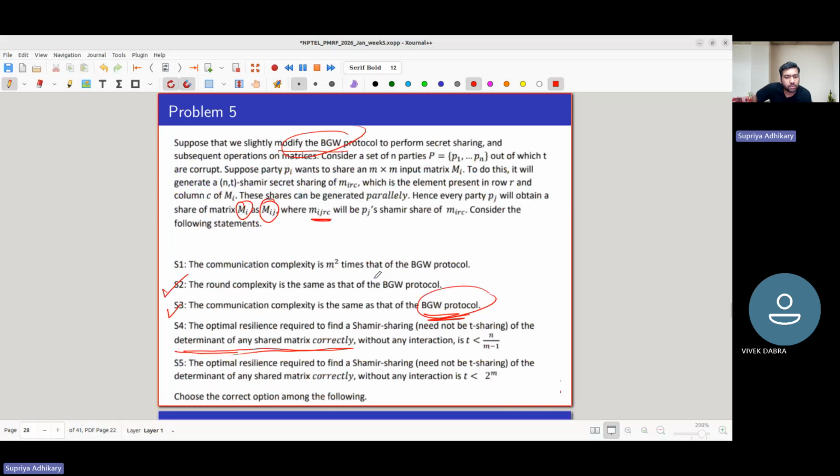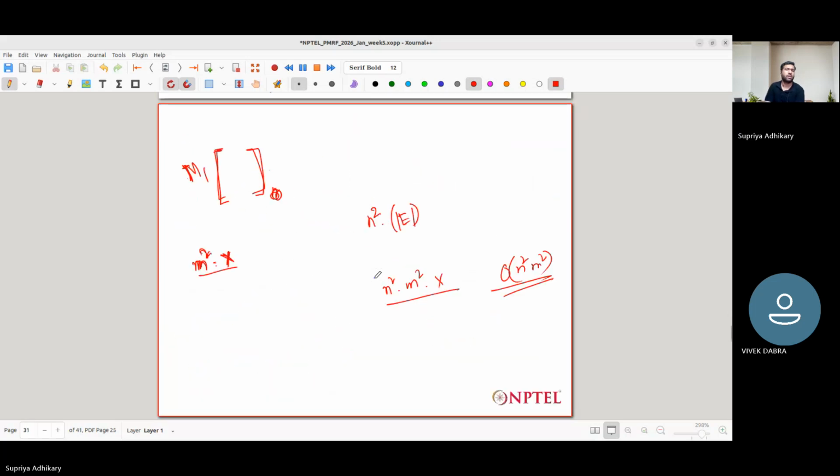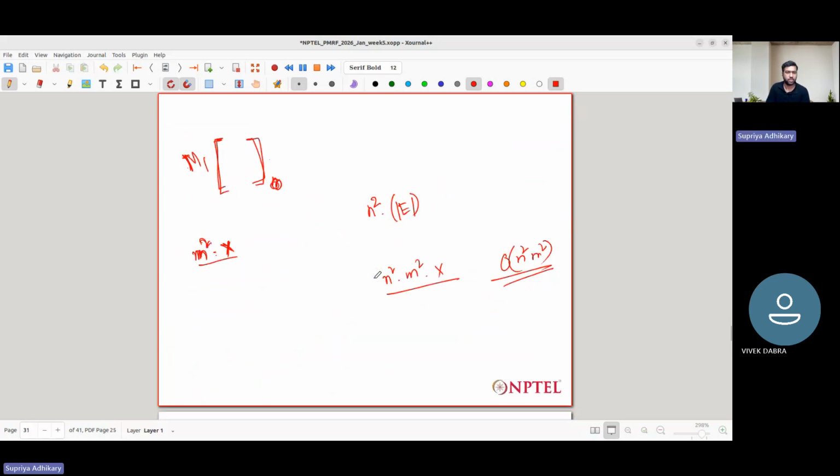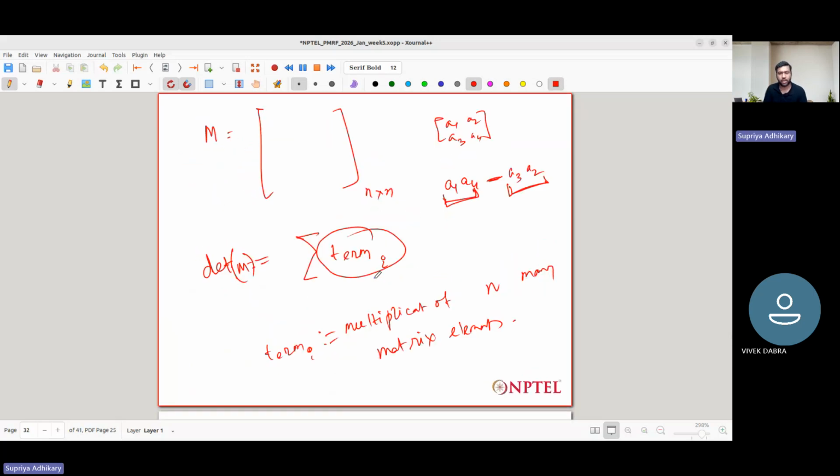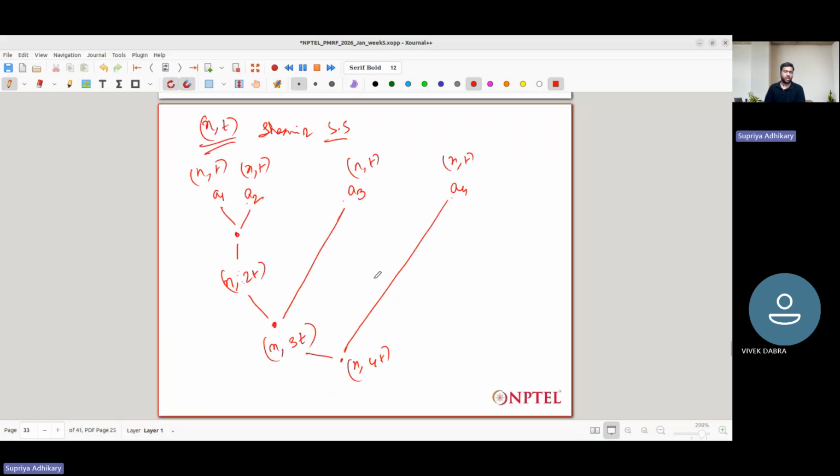Why? The determinant of any shared matrix, correctly. The dimension of the matrix is m cross n, so each of the terms in the determinant should have n many matrix elements. And if we can multiply n many elements together, then that should give us n comma 4t.